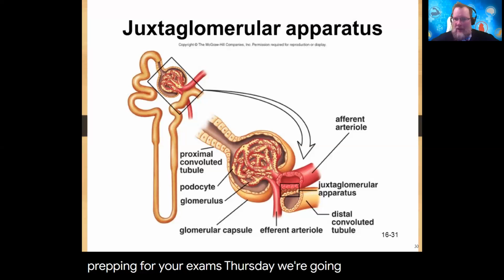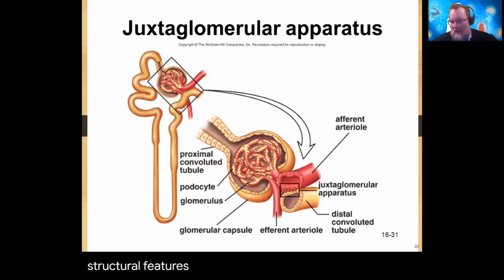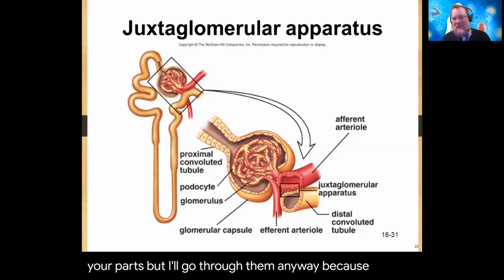Thursday, we're going to wrap everything up with the reproductive system. We'll talk a little bit about the birds and the bees and some of the basic structural features of the male and female reproductive systems. Next semester, we spend a little time on genetics and heredity and some of the actual features of meiosis and fertilization and implantation. And so we won't really get into that too much this semester. So Thursday is really just going to be a lot of structural talk, which you probably know your parts, but we'll go through them anyway, because it's just what we have to do.